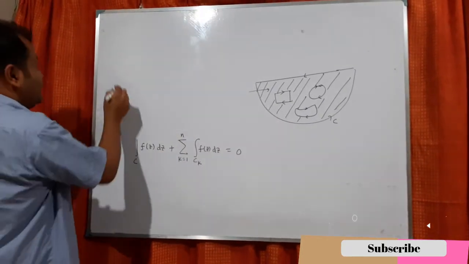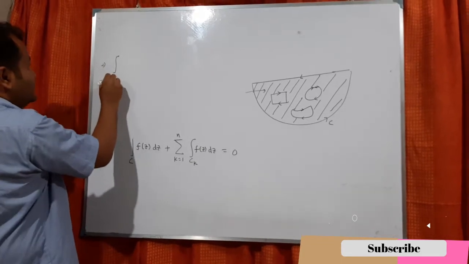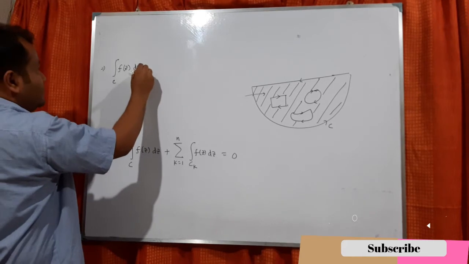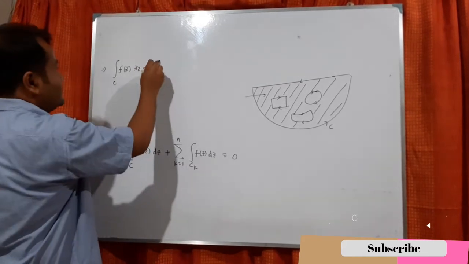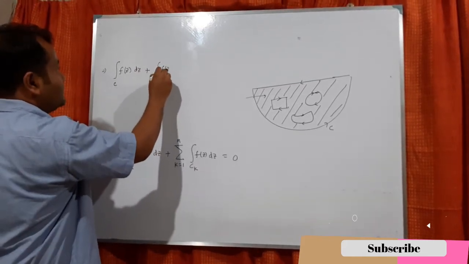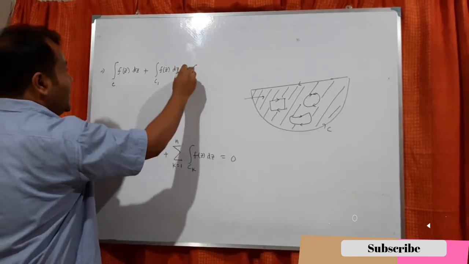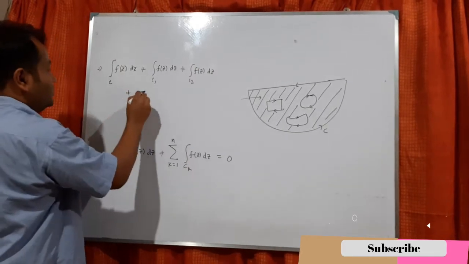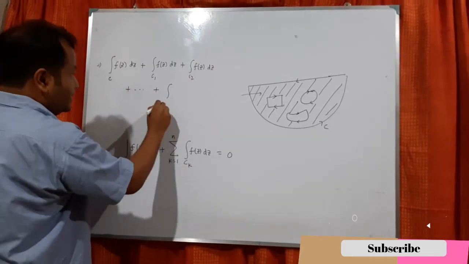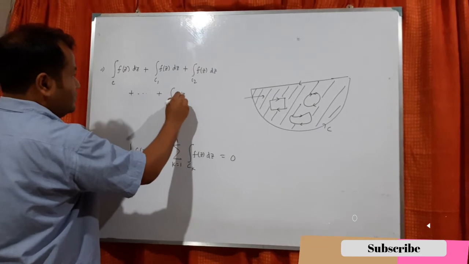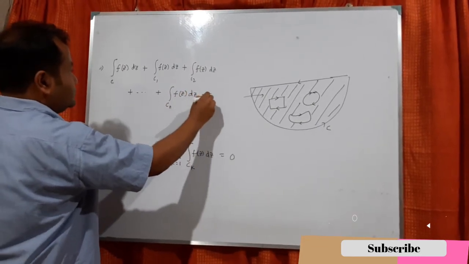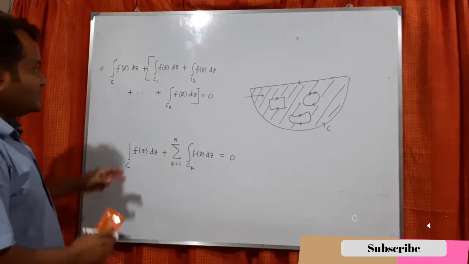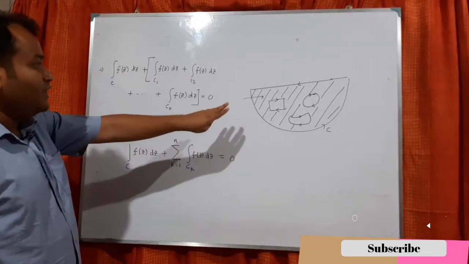So what we have got, if I extend this, is the integral over C of f(z) dz plus the summation, that is, the integral over C1 of f(z) dz plus the integral over C2 of f(z) dz, plus and so on up to the integral over Cn of f(z) dz, equals 0. So this portion is the summation portion. Understand? This is the very important thing: you just have to understand the direction.